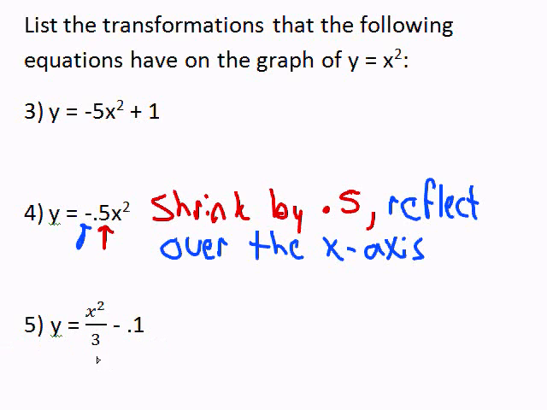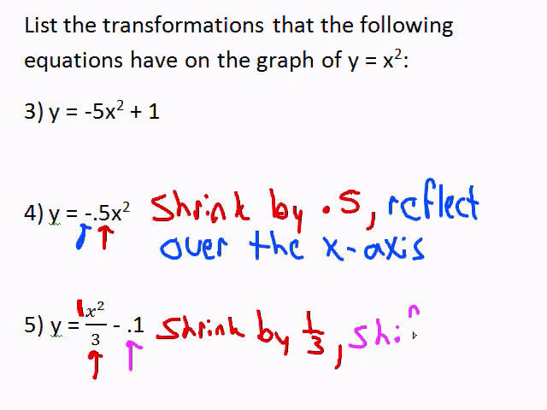For the 5th one, I was dividing by 3. So when I divide by 3, it's the same thing as multiplying by 1/3. That means that I shrink by 1/3, since it's the same thing as 1/3 times x squared. And the -0.1 means I shift the graph down by 0.1 units.